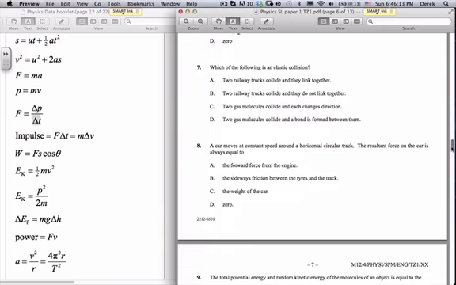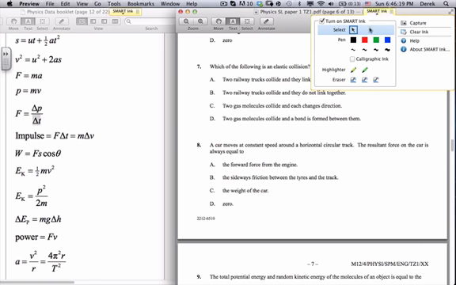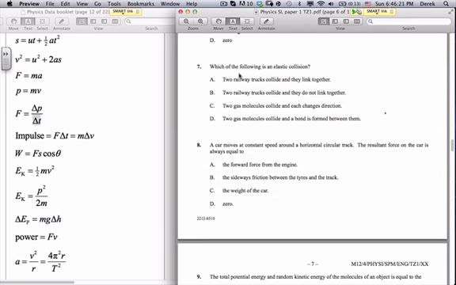Going on to question 7. Which of the following is an elastic collision? Now, I think you'll be able to see this straight away. Two railway trucks collide and link together. No, that is inelastic. Remember this idea that elastic is when the kinetic energy and the momentum are conserved in a collision. Two railway trucks collide and they do not link together.